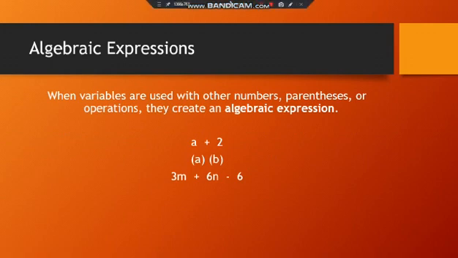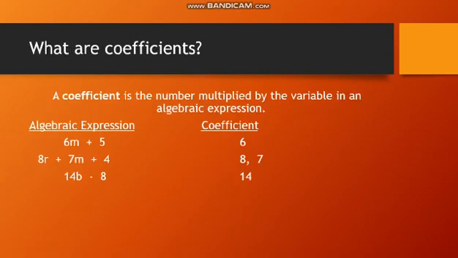So what are algebraic expressions? After combining the variables and the numericals, we can form an algebraic expression. When variables are used with other numbers, parentheses or operations, they create algebraic expressions. A plus 2, a into b, 3m plus 6 and minus 6. These three are examples of algebraic expressions.